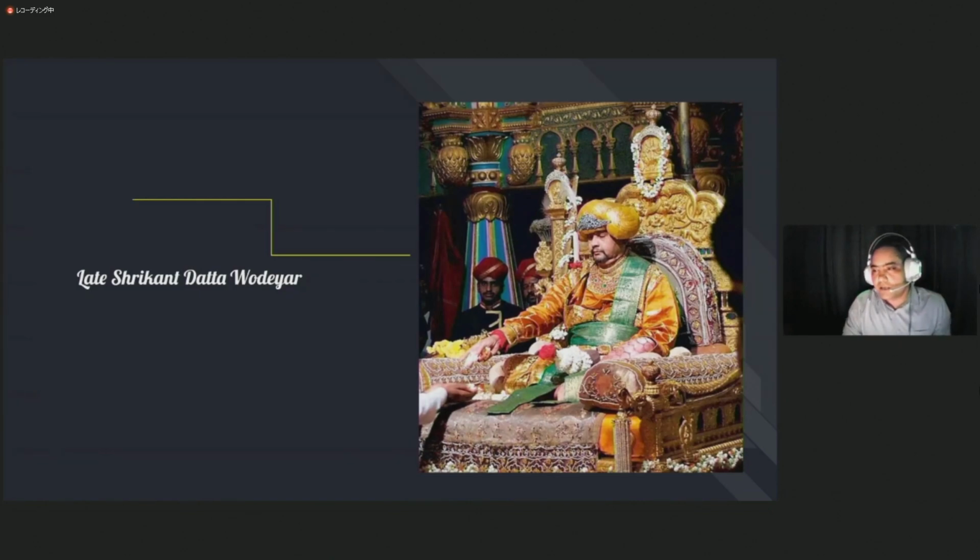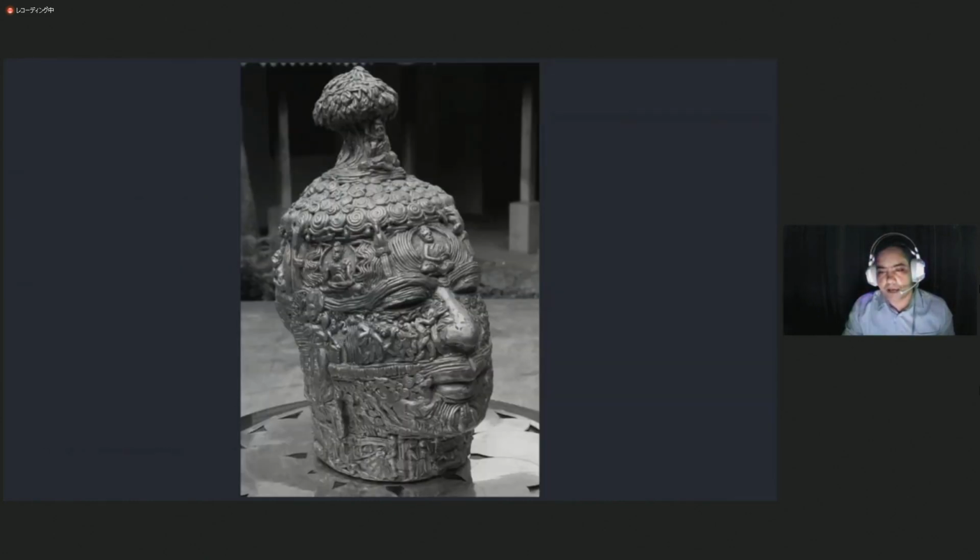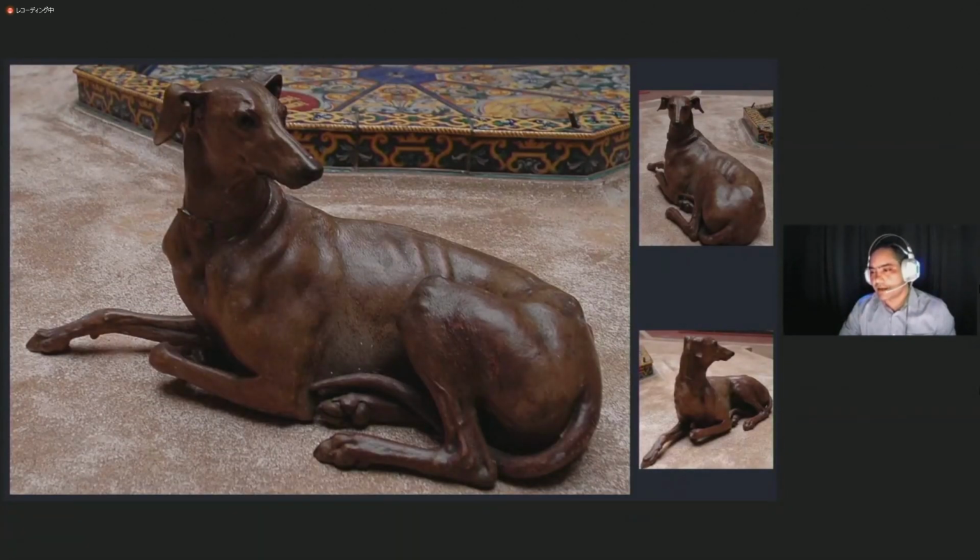After completing my masters, I got an opportunity to work with the late Shrikanta Datta Wadiyar, the king of Mysore. He saw my sculptures and said, "Hey, I would like to work with you." I worked for the King of Mysore for several years as a personal sculptor in Mysore Palace. This is one of the sculptures I created for him. It's in his personal collection. It's a life-size plaster of Paris.